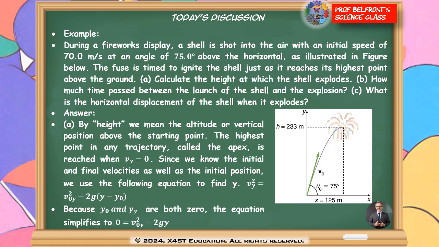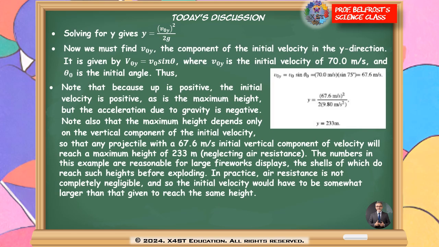By height we mean the altitude or vertical position above the starting point. Here the highest point is when vy reaches 0. So it's simply vy squared equals v0y squared minus 2g times y minus y0. That is the formula that we'll utilize. But because we know vy is 0, we can create another formula, and it gives us y equals the square of v0y divided by 2g. That's the formula that we'll make use of.